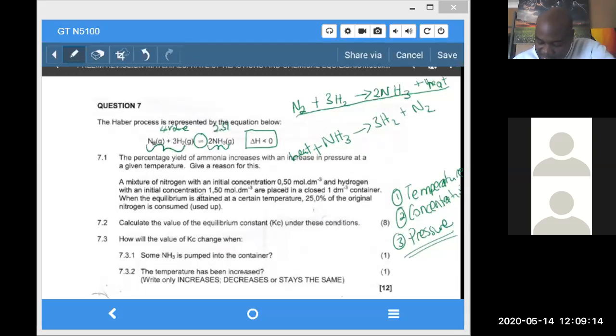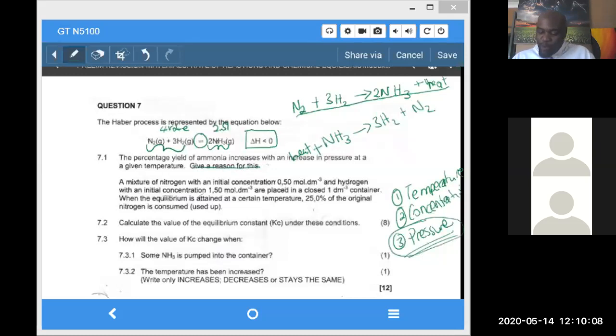So what they've asked, when they say give a reason for this, the percentage yield of ammonia will increase with an increase in pressure at a given temperature, you explain it according to Le Chatelier's principle. Increasing pressure on the system, it would want to relieve that pressure by favoring a reaction that produces less volume. In other words, the forward reaction will result in a smaller volume. That will be your reasoning on number 7.1. That's how pressure would affect this one. So if you increase pressure, you favor the forward. You decrease pressure, you favor the reverse reaction.